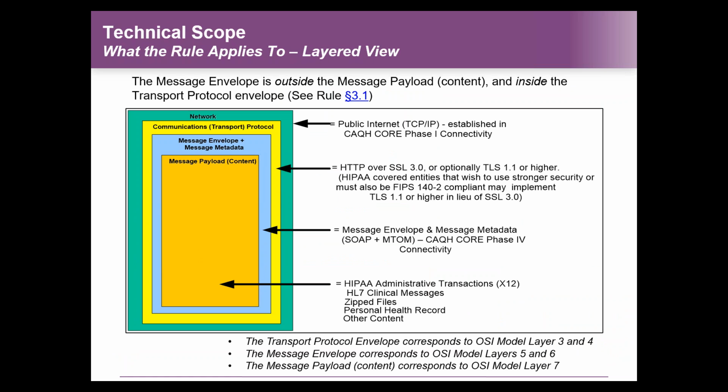So this is another view of the same type of information. What you see in blue in the diagram, which we fondly call the onion diagram, on the left, the blue layer is the message envelope or message metadata layer, and that's the layer outside the message payload, which is the HIPAA administrative transaction payload. And it is also the layer inside of the communication transport protocol layer, which is formulated by the HTTP over SSL or TLS. And the final layer on the outside is the network layer, which is provided by the public internet. That's the TCP/IP layer. Next slide, please.